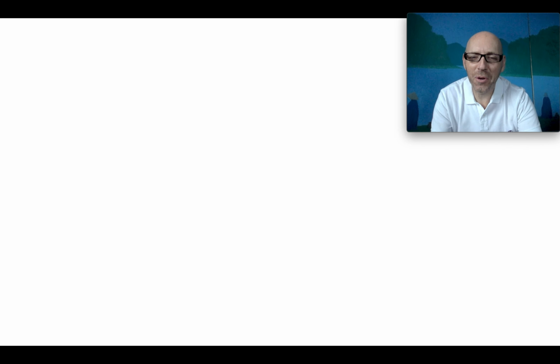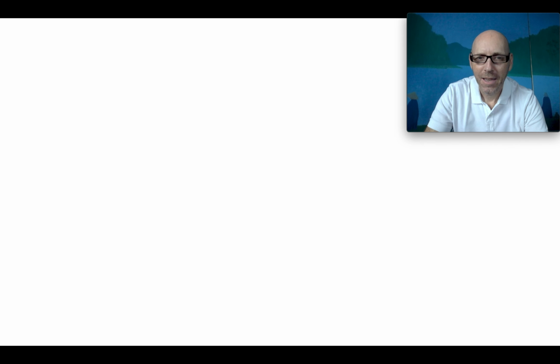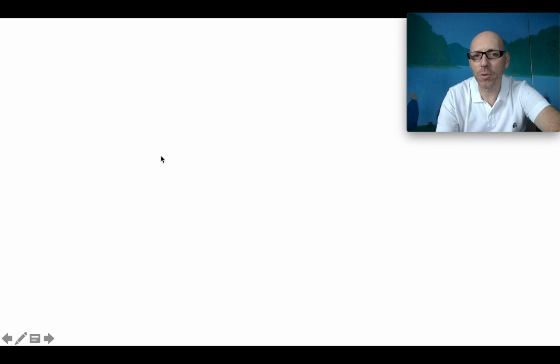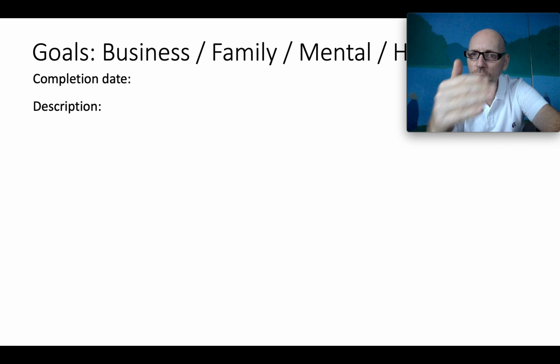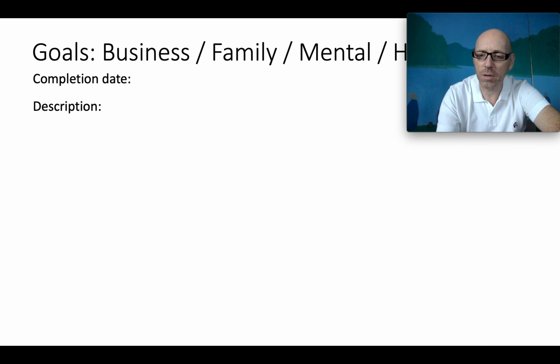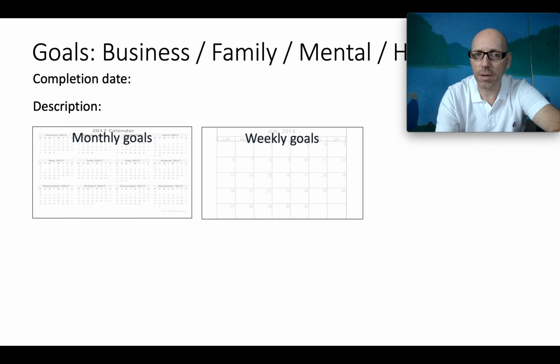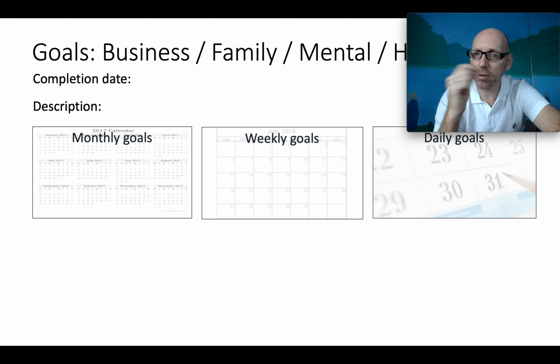Okay, so goals. Let's expand on this a little bit more and break it down into areas. For me, we use the structure here. The sheet that we've given you in Google Sheets explains this very nicely. But you've got business, family, mental health, completion date, description. What I like to do is look at monthly goals, weekly goals, and daily goals. So you'll notice there's not really much about quarterly and annual there.